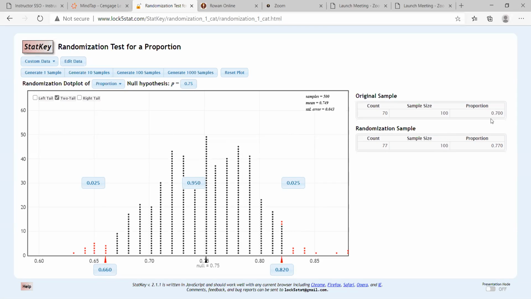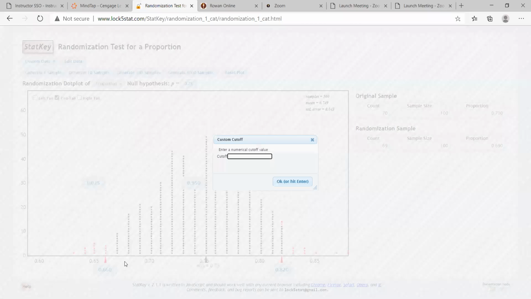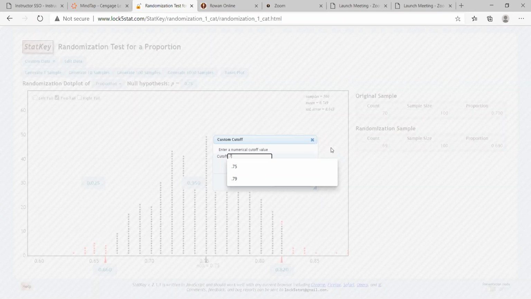We look at our sample proportion. Is it less than the null? Is it greater than the null? If it's less than the null, you're going to use this box. If it's greater than the null, you're going to use this box. So 0.7, our sample proportion, is to the left. We're going to click that, and we're going to type in 0.7 as our sample proportion.